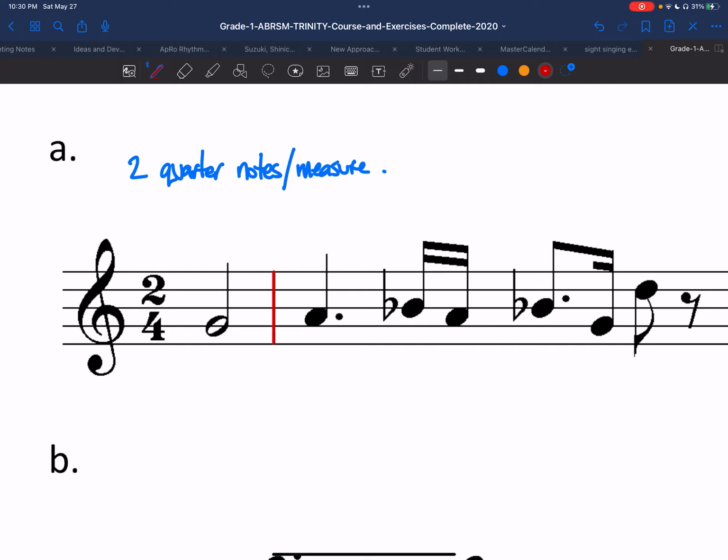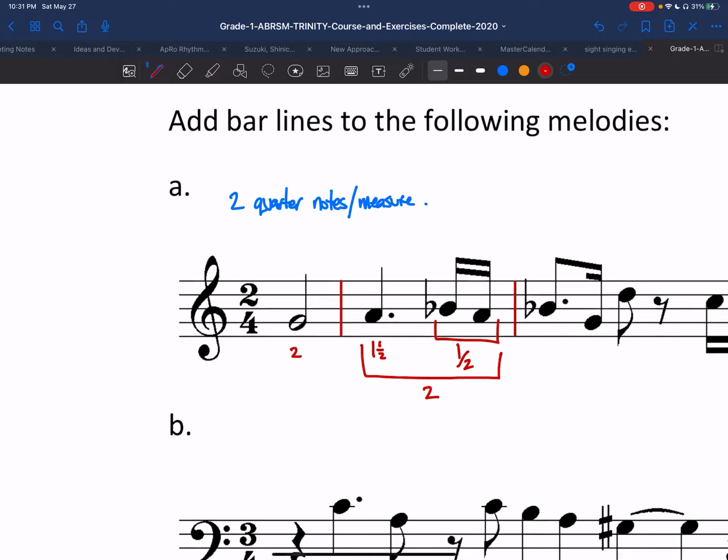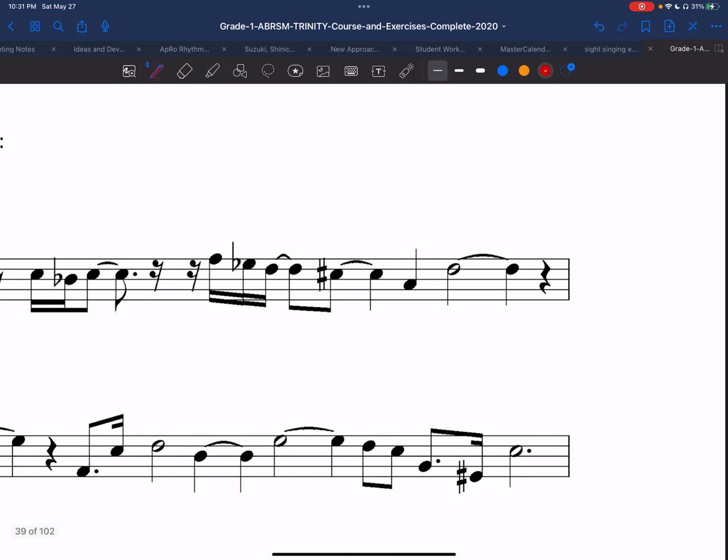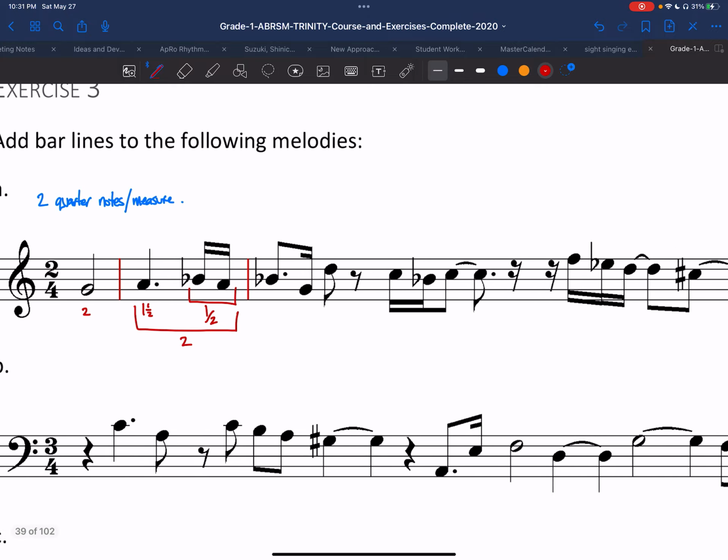Then I find my next 2 beats. I know that one's 2, this is a 1.5. I know that 2 16th notes together are going to be half a beat. So these 2 notes together are half a beat. That gives me a total of 2 beats. So I would draw another neat bar line here. And I keep going until I've finished and found all the way to the end of this line.